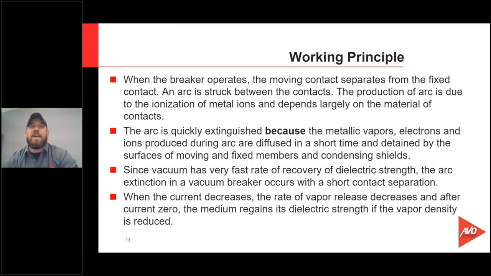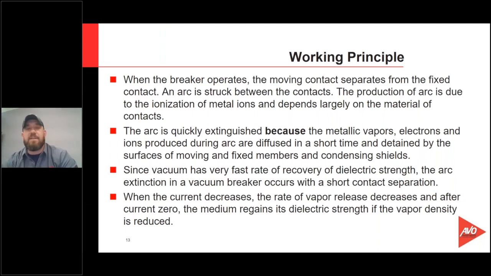This is a good thing here, one of the advantages of a vacuum bottle. Since vacuum has a very fast rate of recovery of dielectric strength, arc extinction in a vacuum interrupter occurs with a short contact separation. So that right there, my friends, is the meat and taters when it comes to the principle behind a vacuum bottle and its pluses.